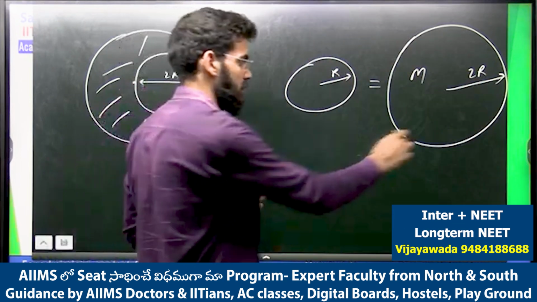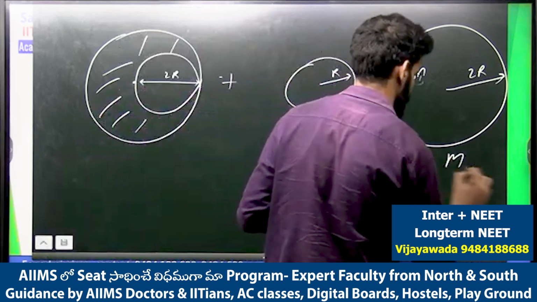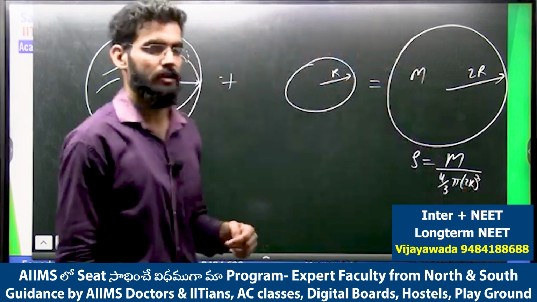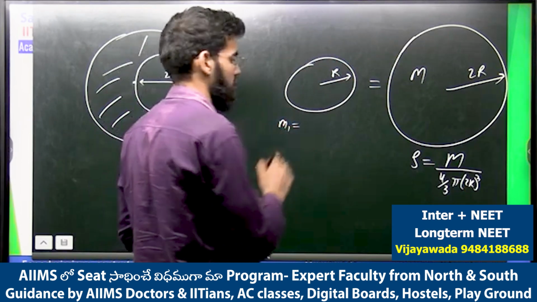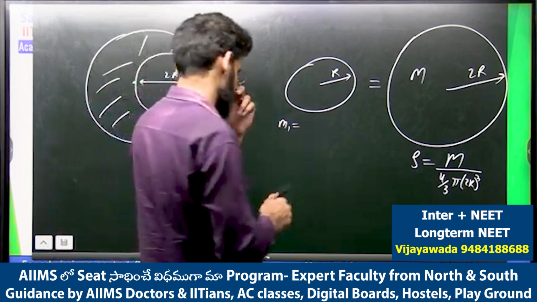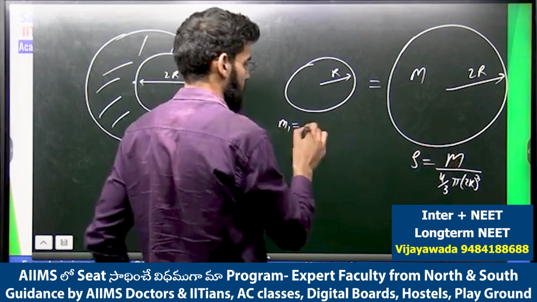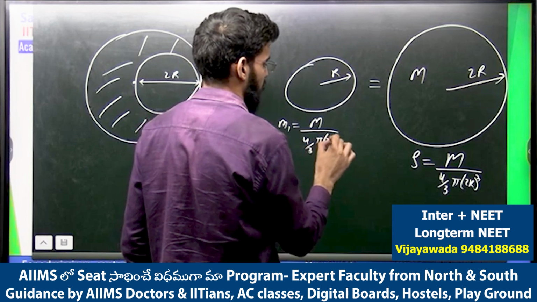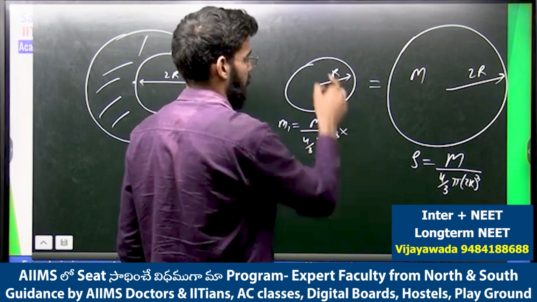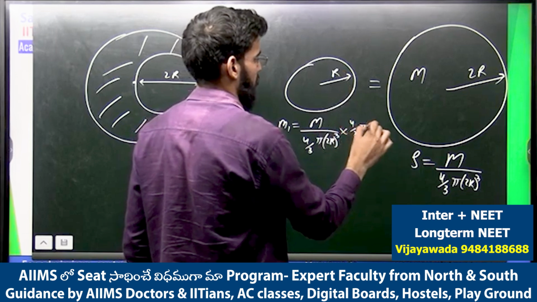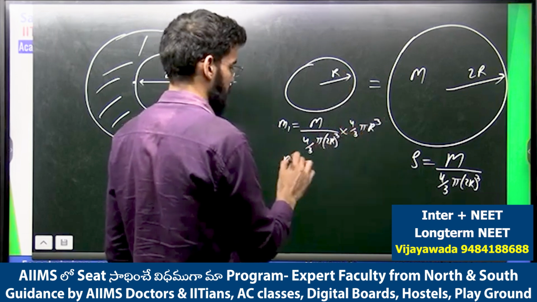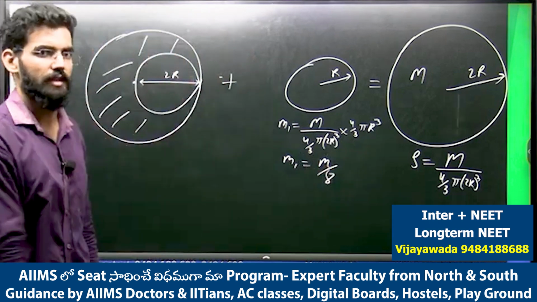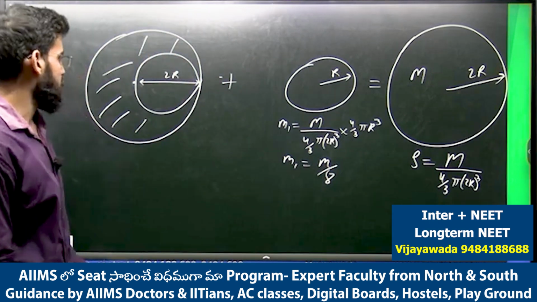Here density rho is equal to mass upon volume. Volume is 4 by 3 pi into (2r) cube. Understood? So m1 you will write as density, that is M upon 4 by 3 pi (2r) cube, into the volume of this, which is 4 by 3 pi r cube. So this is a 1 by 8 factor. So m1 is nothing but M by 8. So the remaining mass is 7M by 8. Doesn't matter, leave it.